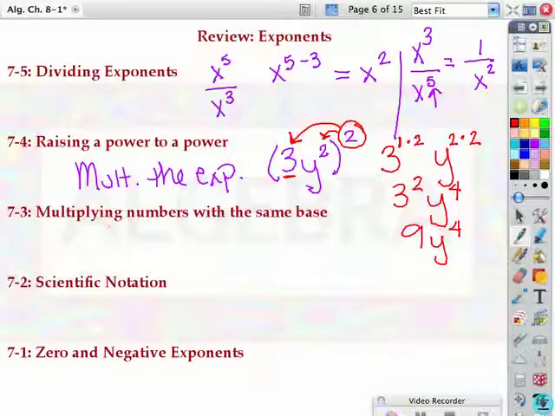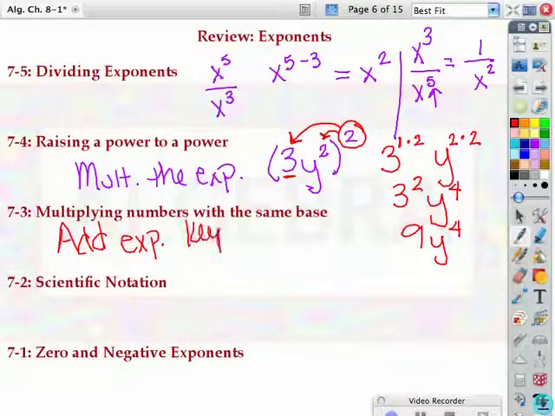Multiplying numbers with the same base, you add the exponents. Okay, and remember the other important thing, keep the base. Okay, so add exponents and keep the base.